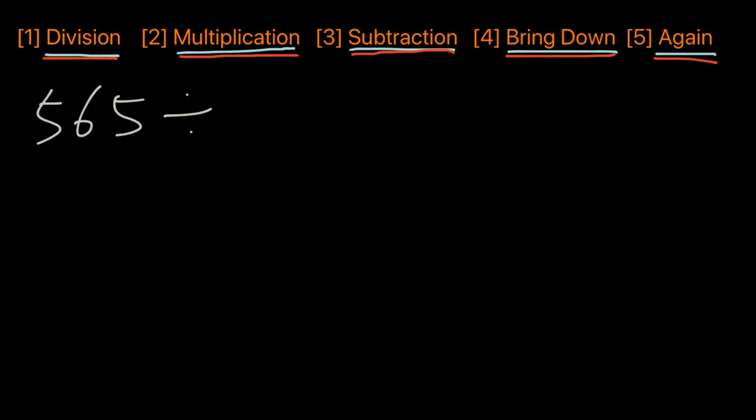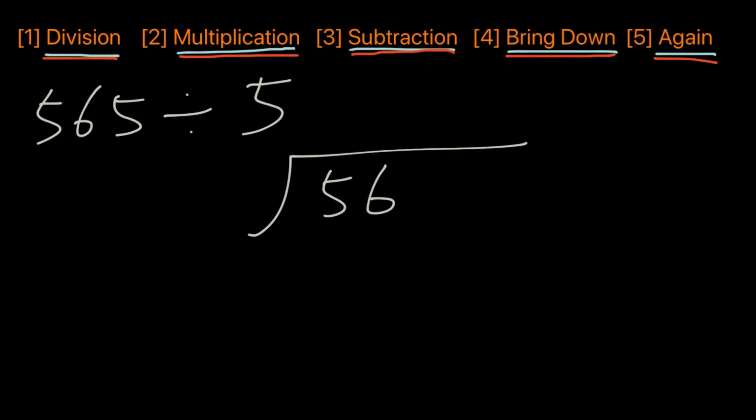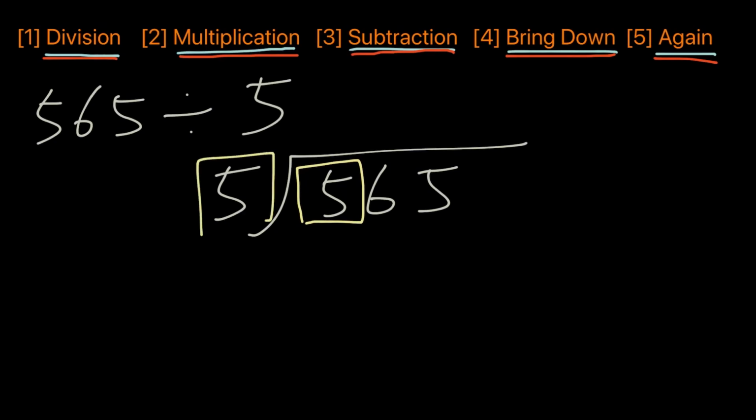What about this one? 565 divided by 5. So first step, we're going to go to division. So we're going to write out the division format. 565 divided by 5. Now let's check the first number. We have 5 and 5 here, and we know 5 times 1 equals 5.